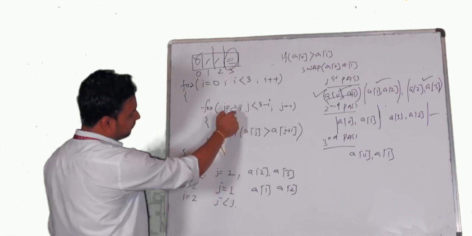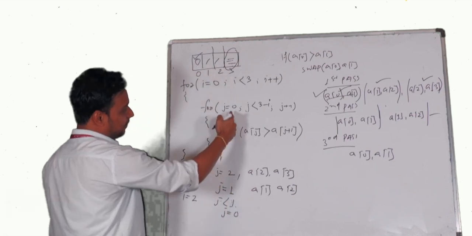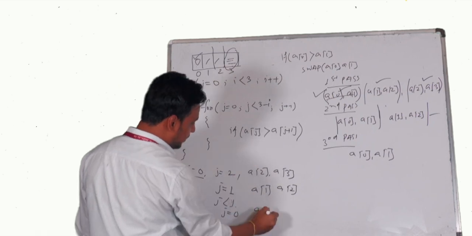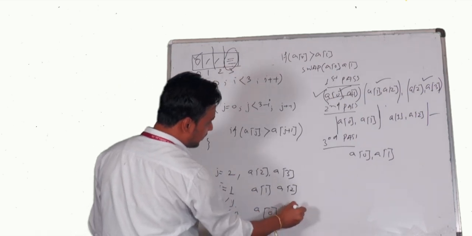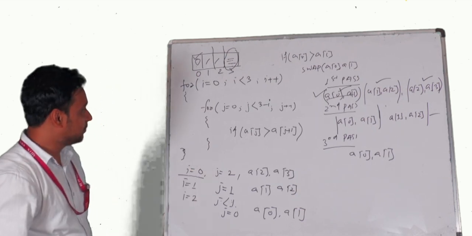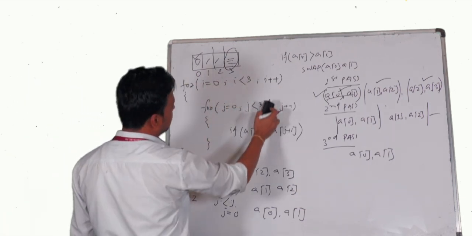j is initialized to 0, so the only valid value of j will be 0. So if the value of j is 0, what are the elements compared? a of j, which means a of 0, with a of j plus 1, a of 1. Right? So it should be i less than 3, i plus plus, right?